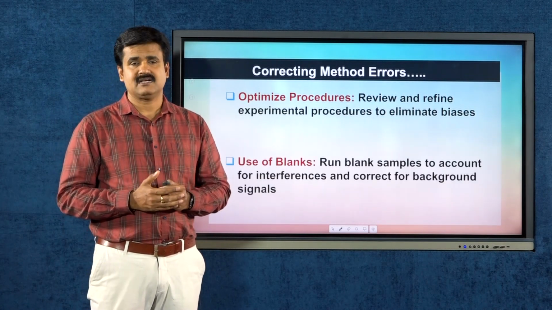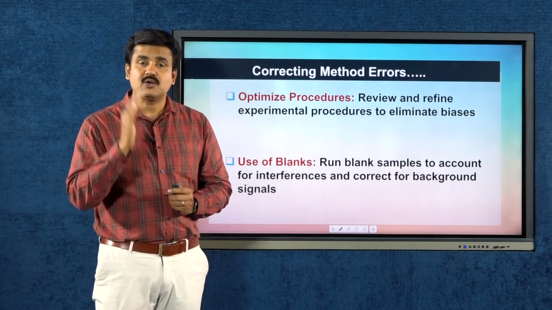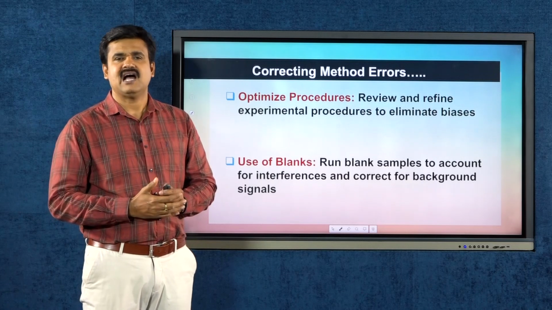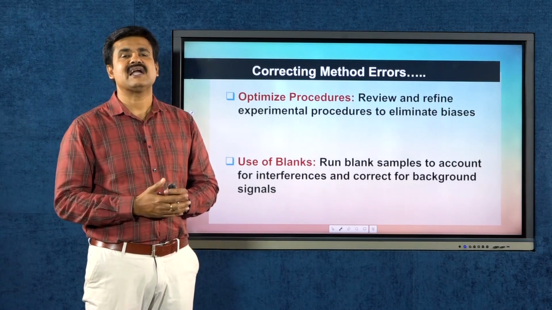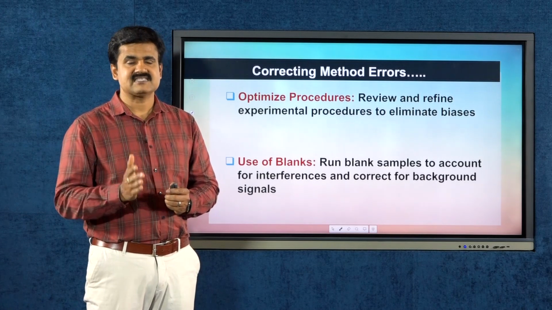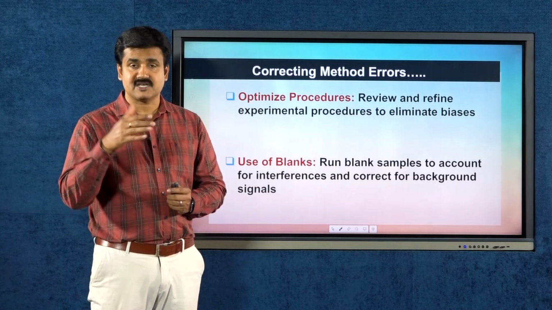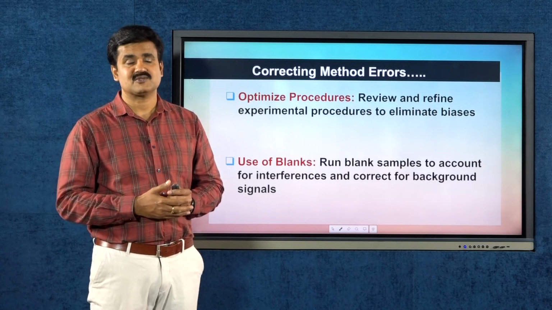Use of blank solution. Run blank samples to account for the interferences and correct for background signals whenever you are taking instrumental readings, especially whenever you are taking spectroscopic measurements such as UV visible spectroscopy, etc.